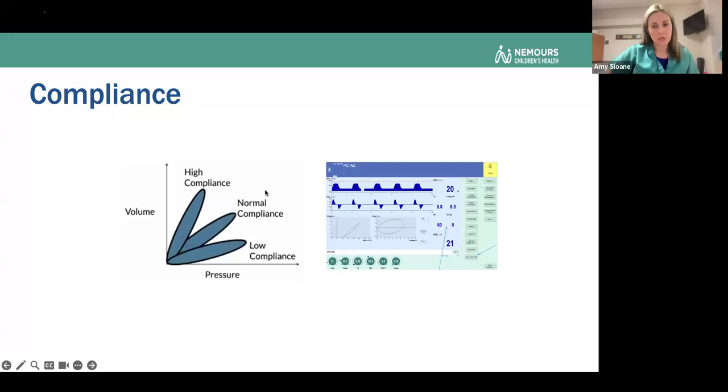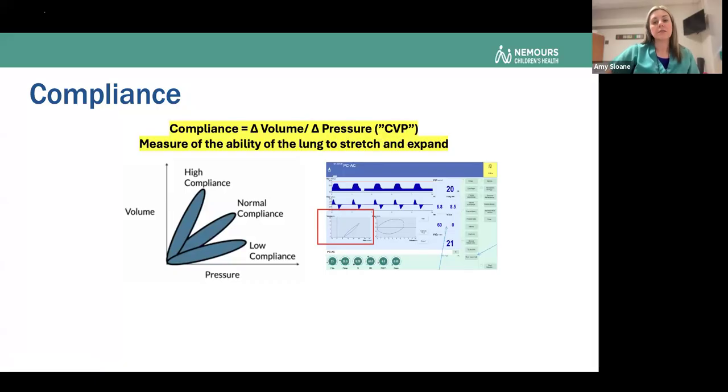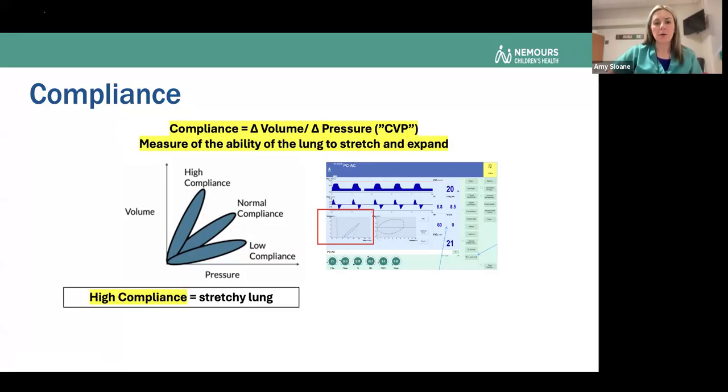Conversely, when your compliance is decreased, the lungs are stiff and they're harder to expand. So to get the same change in volume, you would need much more pressure. And on the pressure volume curve, this appears flatter on your ventilator, reflecting that reduced distensibility. So clinically, you can think of low compliance lungs as stiff, small lungs that require higher pressures to ventilate, your RDS lungs, which directly translates to increased work of breathing.